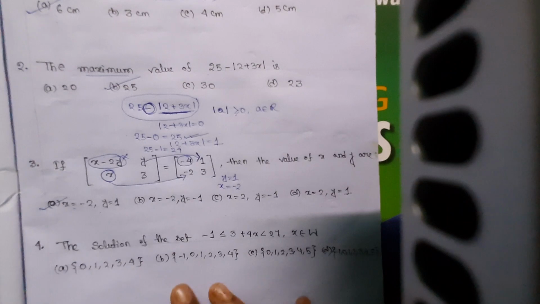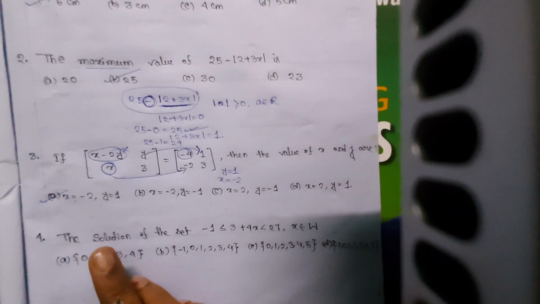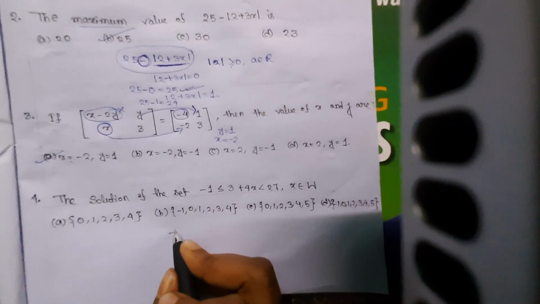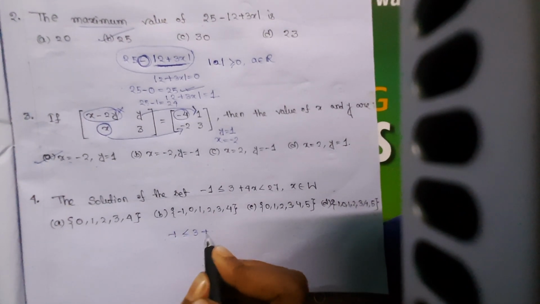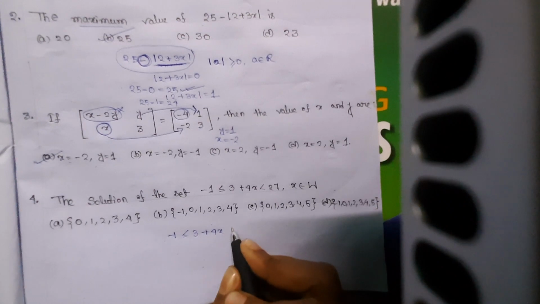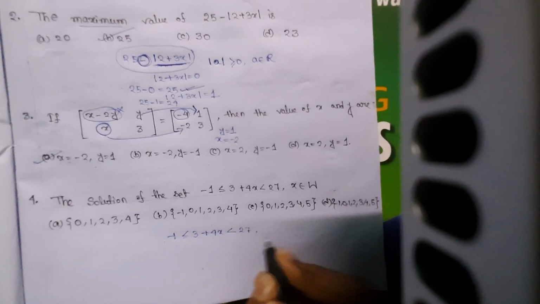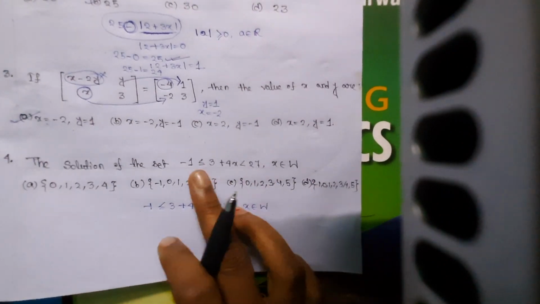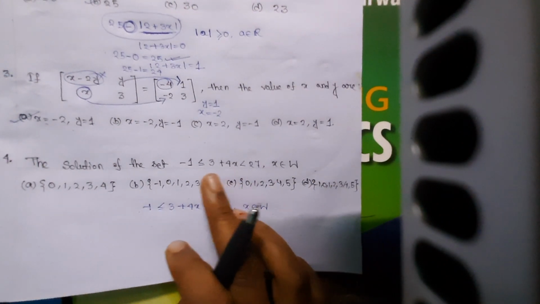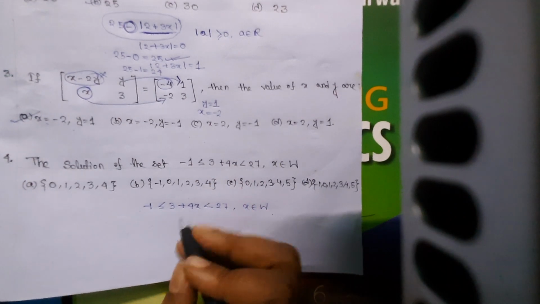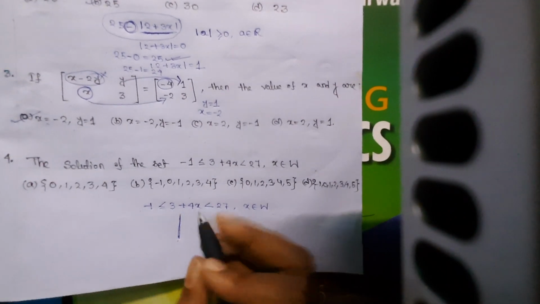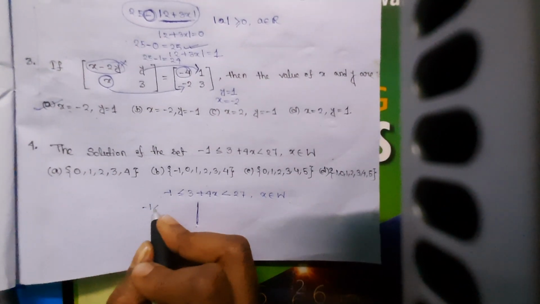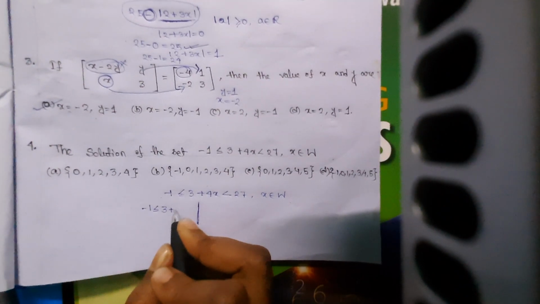Okay, now question number 4. The solution of the set minus 1 less than or equal to 3 plus 4x less than 27, where x belongs to whole number. Now this comes from inequality, linear inequations. From there you get two linear inequations. One is minus 1 is less than or equal to 3 plus 4x.